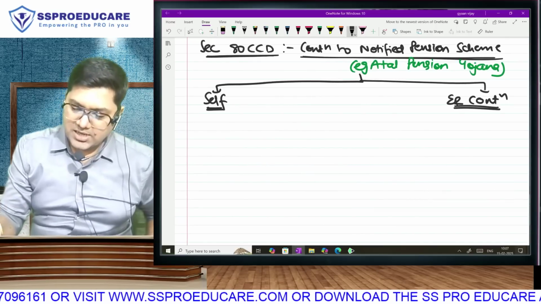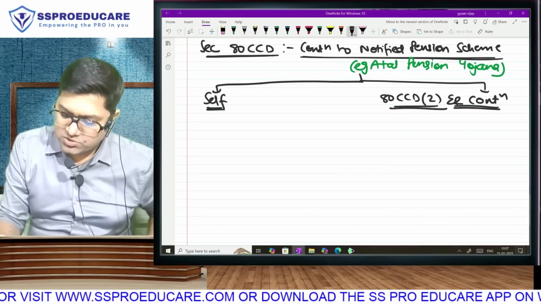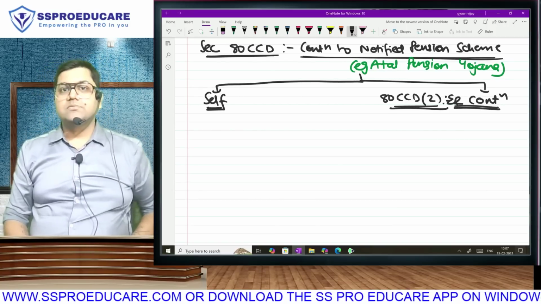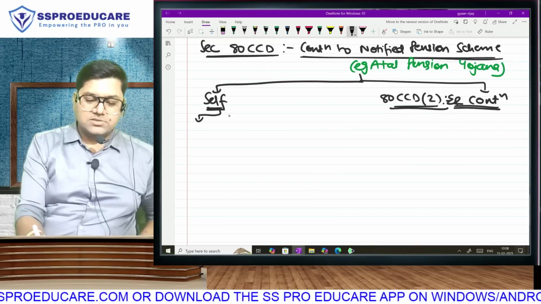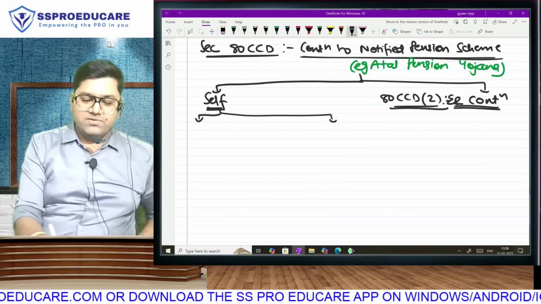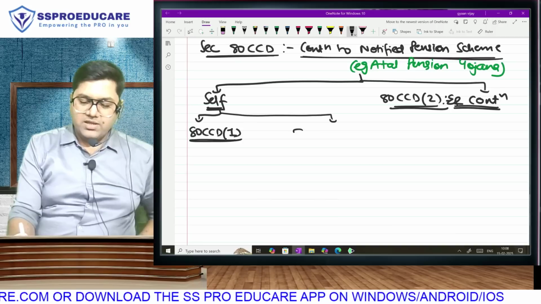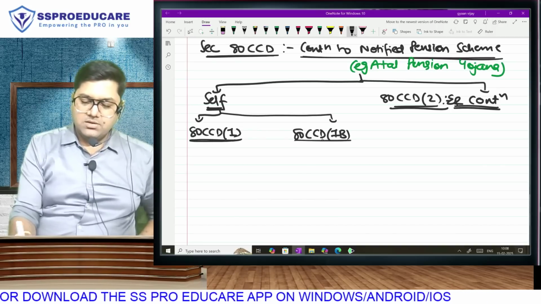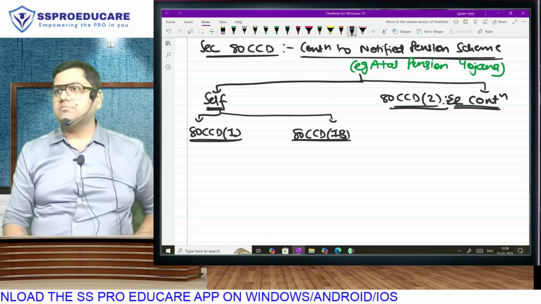First I will discuss employer contribution, that is covered in Section 80CCD subsection 2. Your subsections are important. I'll tell you the reason in some time. For own contribution we have two subsections: Section 80CCD subsection 1 and Section 80CCD subsection 1B. For own contribution we have two sections, subsection 1 and 1B.